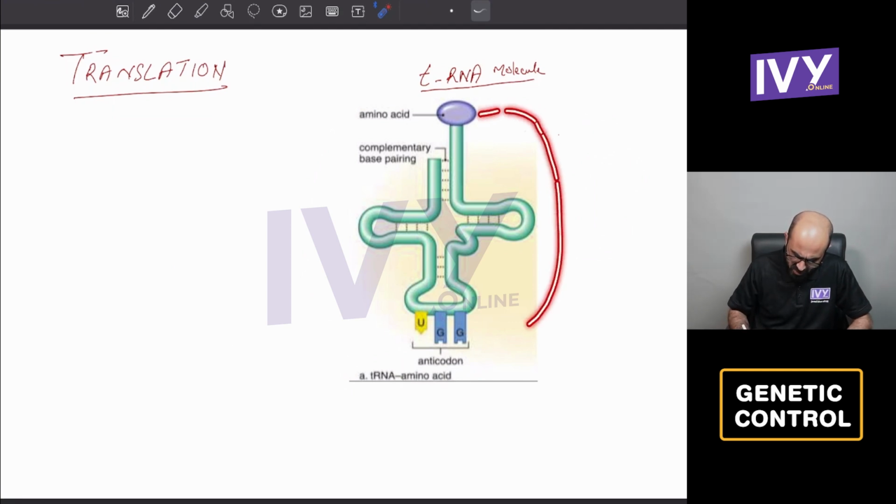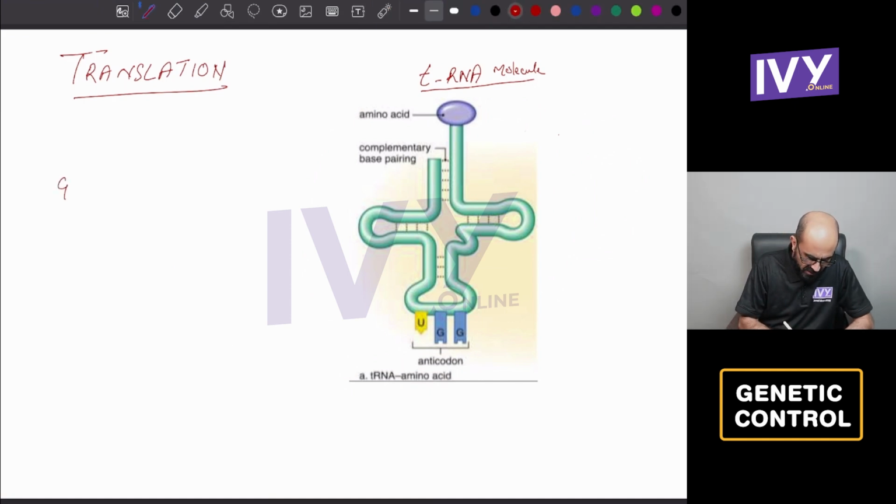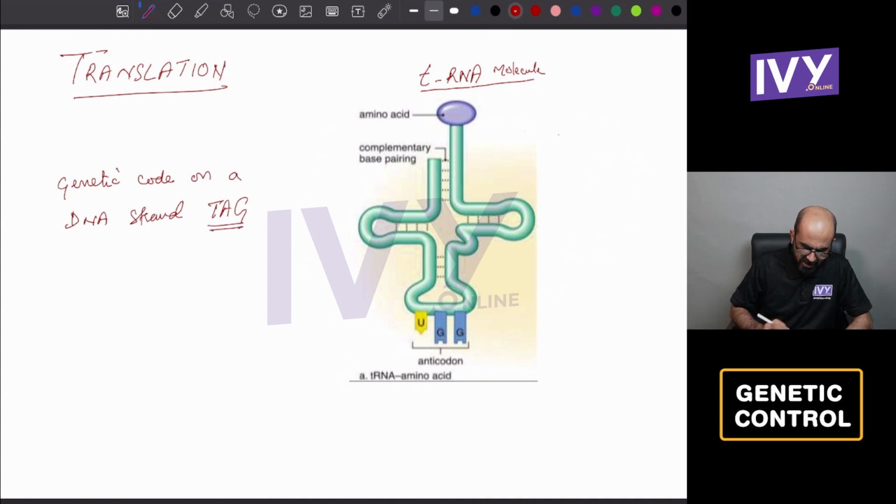Each amino acid molecule follows the anticodon. So the anticodon is complementary to the codon, and the codon is complementary to the genetic code. So if we have a genetic code on a DNA strand, TAG, this is one of the strands on the DNA.